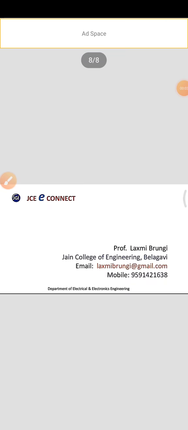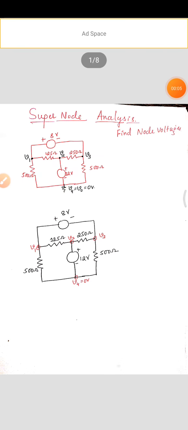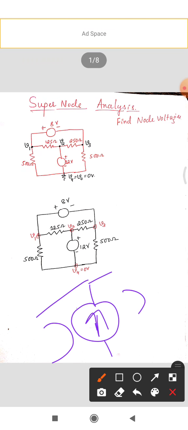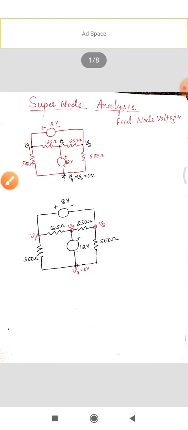Today we are going to discuss supernode analysis. What do you mean by this supernode? Before studying this, in the previous classes we have discussed super mesh analysis. We used to apply super mesh analysis whenever we have a current source between two loops, or more than two loops. Today we are going to discuss super node analysis.